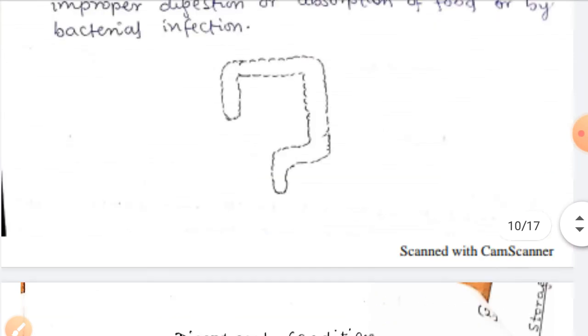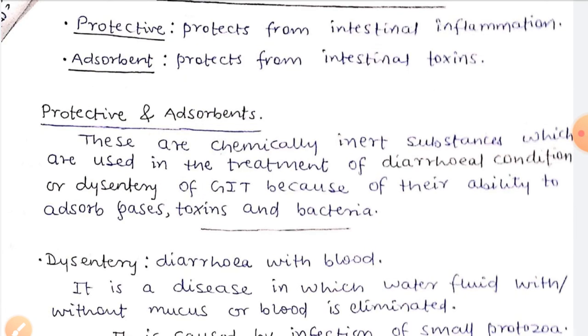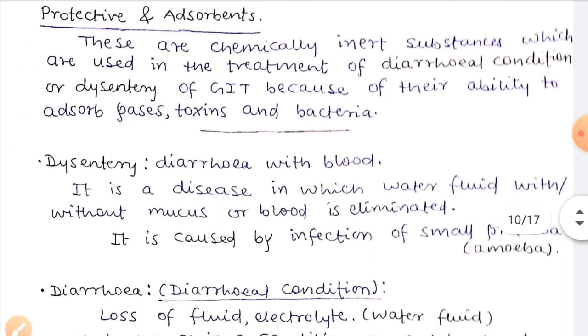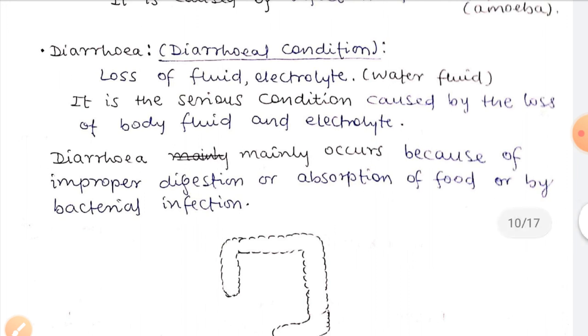As a quick revision, protective and adsorbent are chemically inert substances which are used in the treatment of diarrheal condition or dysentery. What is dysentery? Dysentery is diarrhea with blood. Diarrhea is a loss of fluid, electrolyte and water from the body. It is a serious condition caused by the loss of body fluid and electrolyte. Diarrhea mainly occurs because of improper digestion or absorption of food or by bacterial infection.